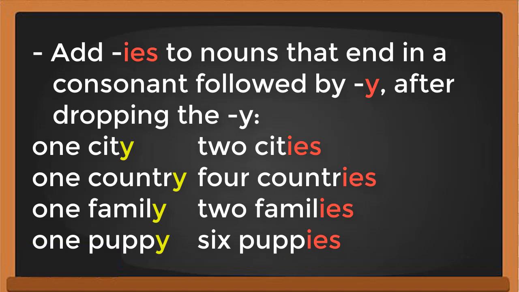And then we also have to add ies to nouns that end in a consonant followed by y. After you drop the y, you change it into ies. Okay? Only the y. For example, city becomes cities, country, countries, family, families.